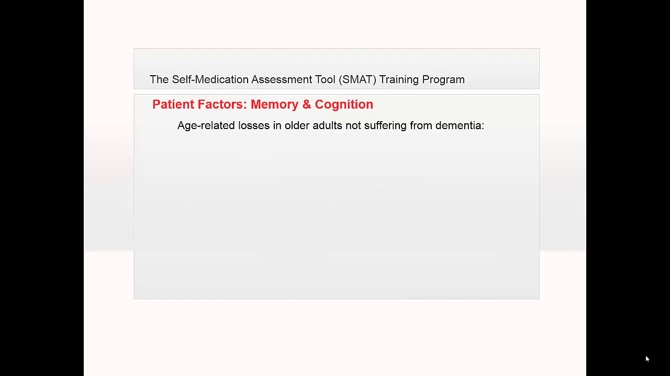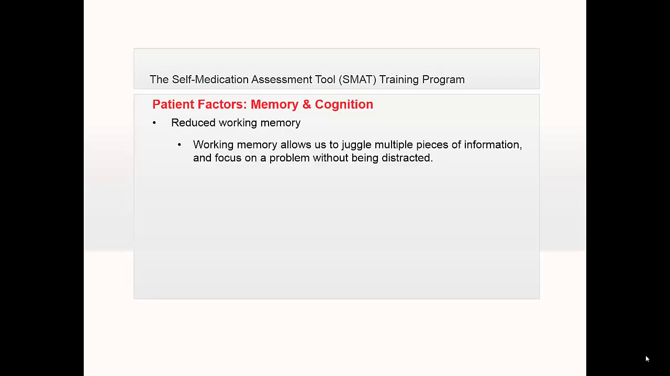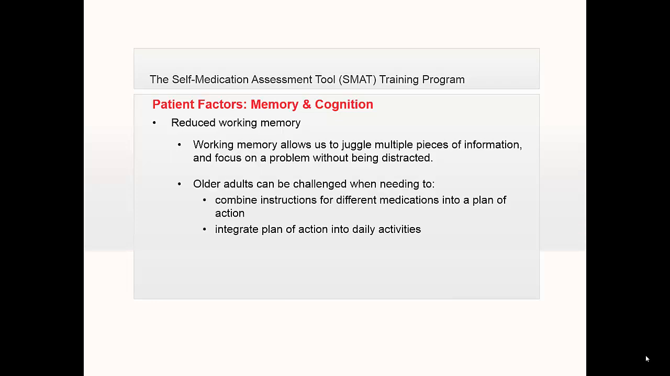Age-related losses in older adults not suffering from dementia also include a reduced speed of processing. Information needs to be presented in an organized and unhurried fashion. Losses can also include reduced working memory. Working memory allows us to juggle multiple pieces of information and to focus on a problem without being distracted. Older adults can be challenged when needing to combine instructions for different medications into a plan of action, or when they must integrate a plan of action into their daily activities.